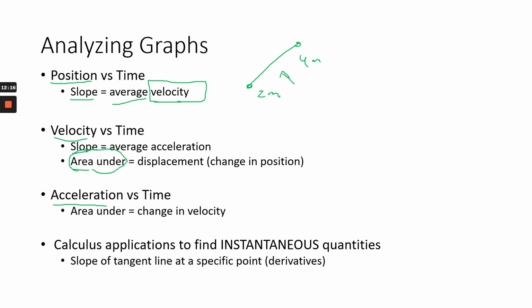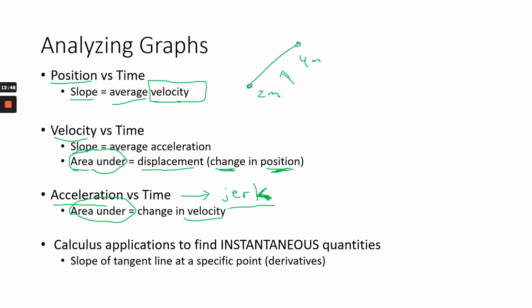There's also this key thing where the area under the velocity versus time graph is displacement, because that represents change in position. And then the area under acceleration versus time is change in velocity. There's a slope for acceleration versus time, which is the rate of change of acceleration, which is jerk, but that is almost never asked of. So that's just trivia knowledge, if anybody was interested.